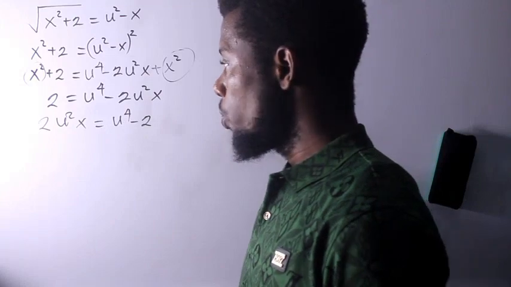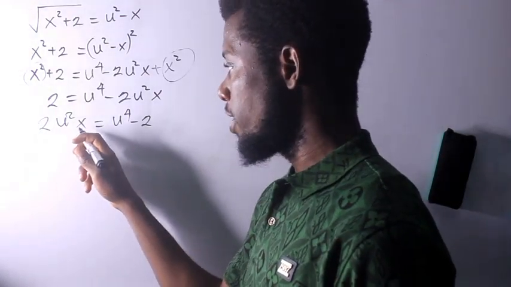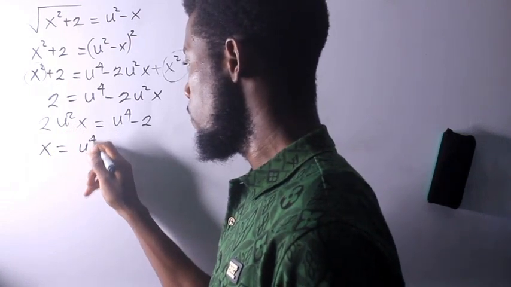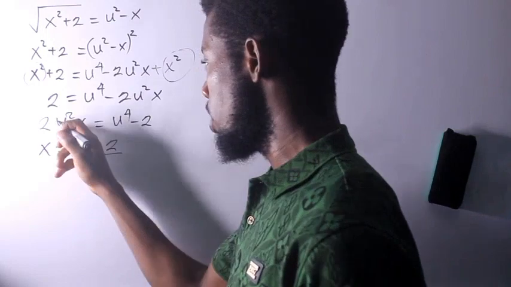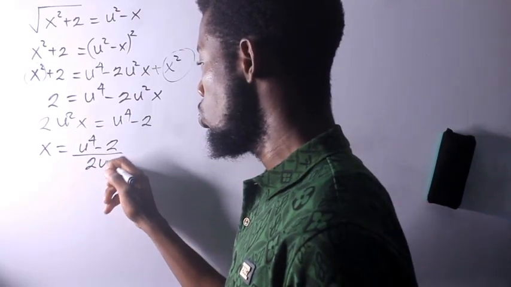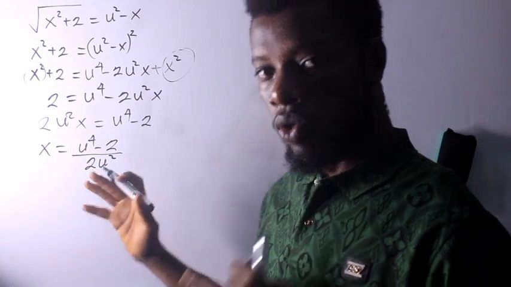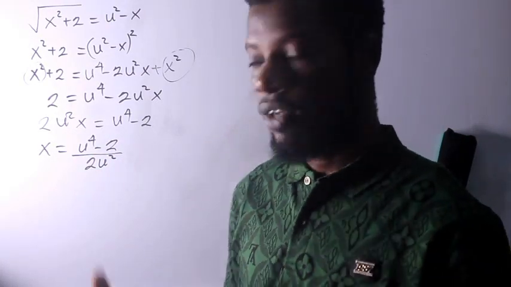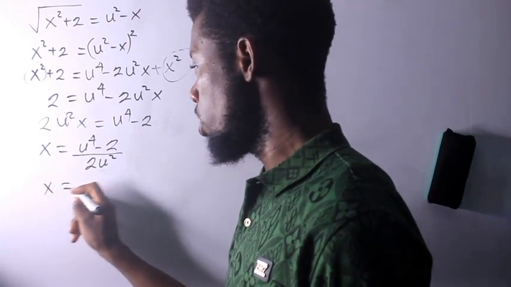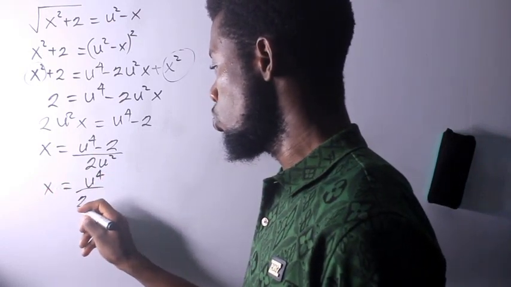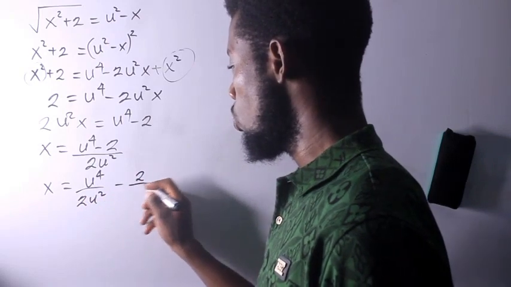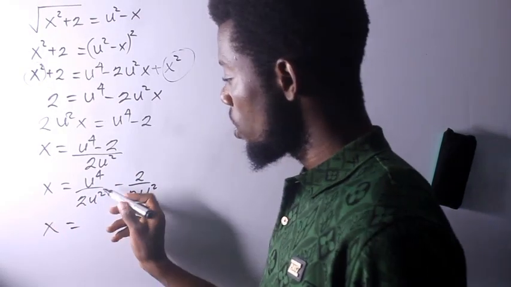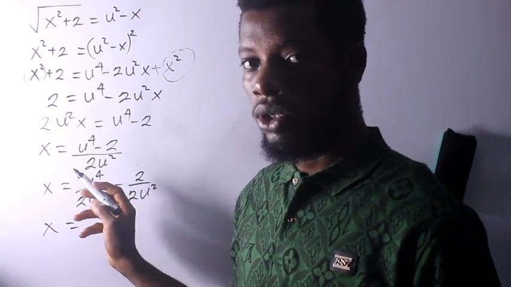To solve for x here, we have to divide both sides by 2u squared. So x equals u to the 4th minus 2 all divided by 2u squared. Now we don't want to use the quotient rule, so we give each one of these their own denominator before differentiating. So x equals u to the 4th over 2u squared minus 2 over 2u squared. So we have x equals, now u squared goes into u to the 4th, it goes u squared times.